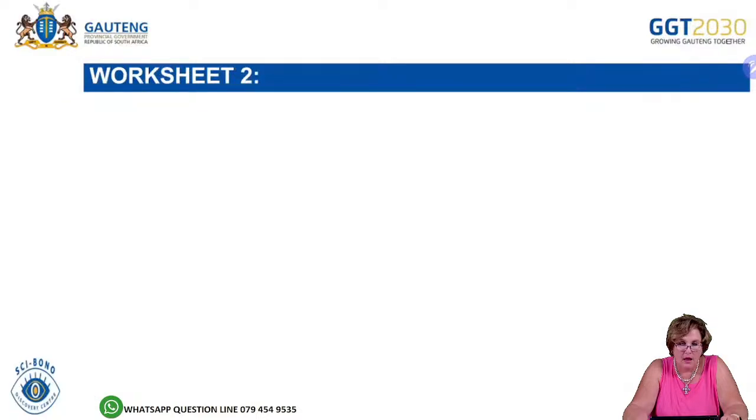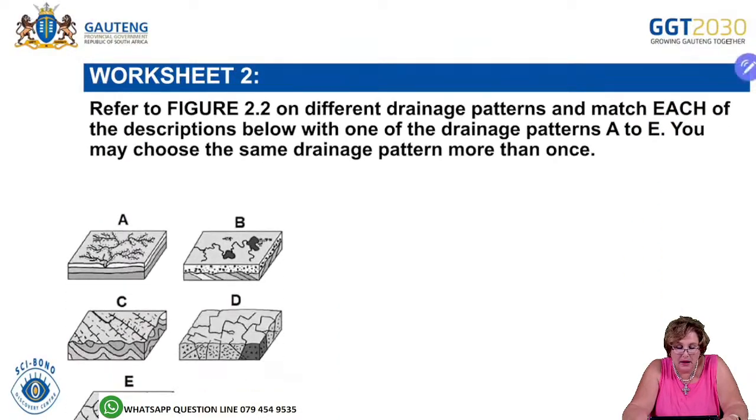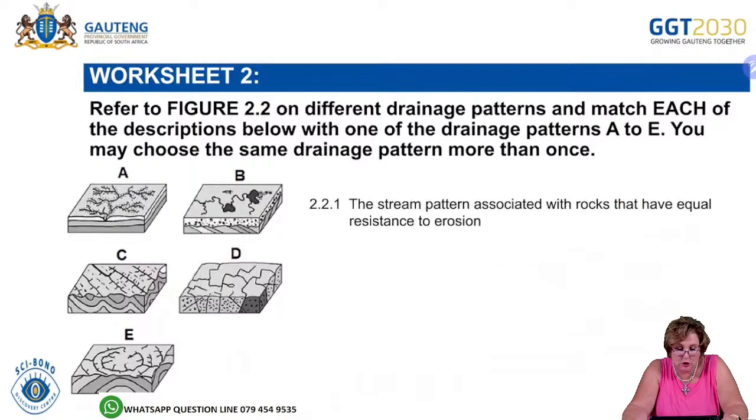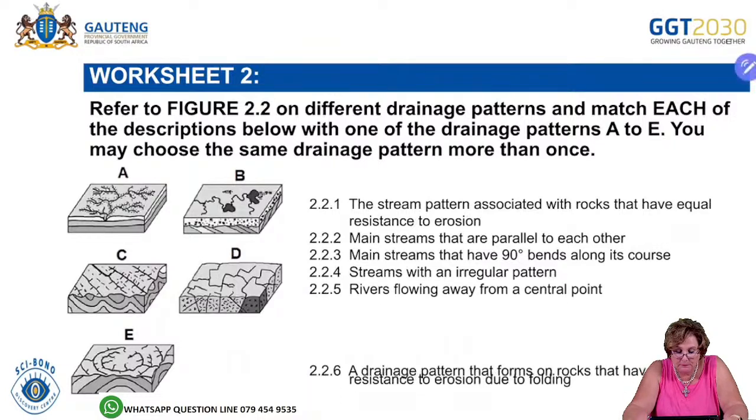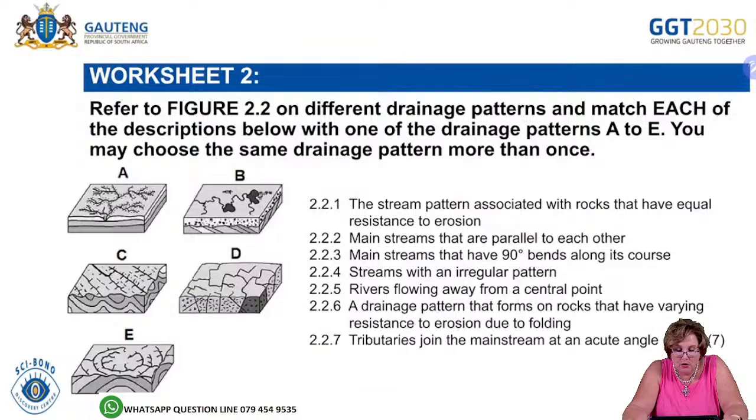Boys and girls, I'm going to give you time now. I have worksheet 2. Refer to figure 2.2 on different drainage patterns and match each of the descriptions below with one of the drainage patterns A to E. You may choose the same drainage pattern more than once. So I'm giving you the definition or the description, and you now have to match this description with A, B, C, D, or E. Let's give you 2 minutes for this worksheet.